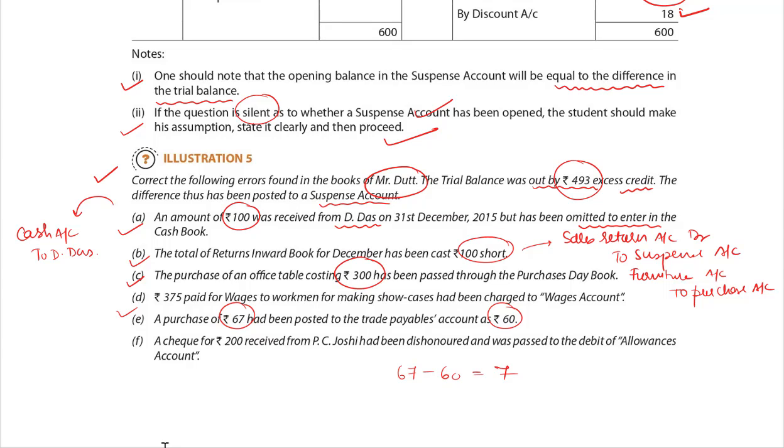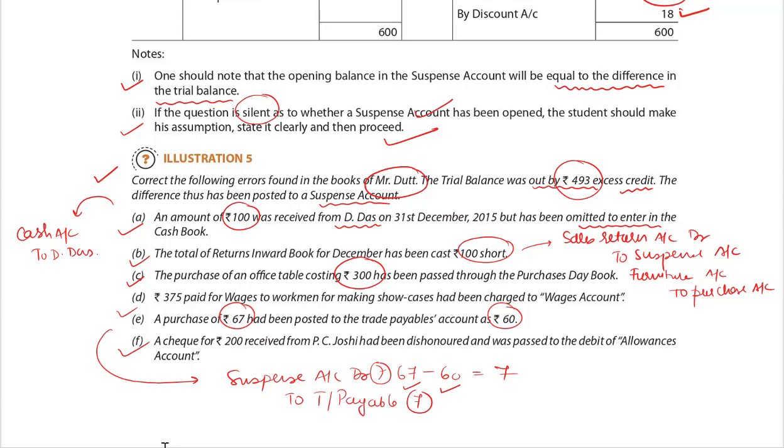If you did the credit purchase, the trade payable needs to be credited by 67, but instead of 67 we had credited trade payable by 60. So again the trade payables need to be credited by 7. So in the debit, we will write expense account debited 7, to trade payable 7. I hope it is clear.